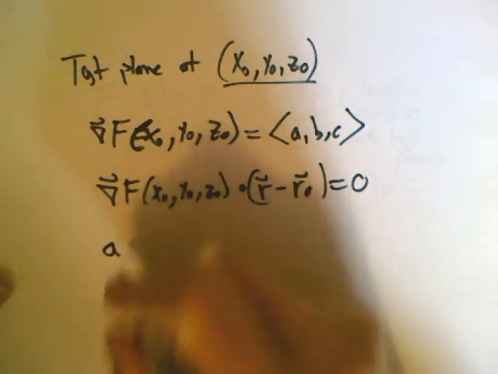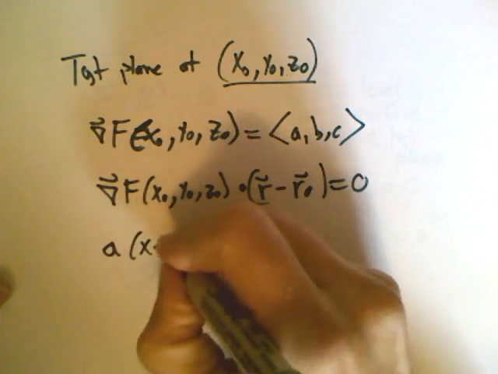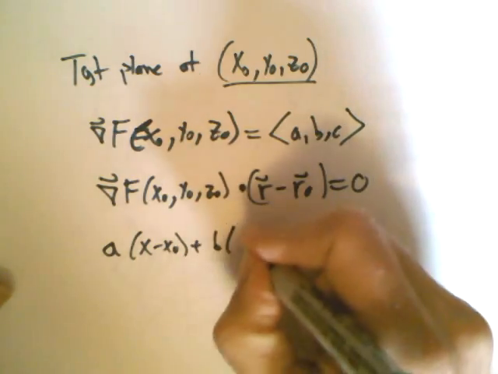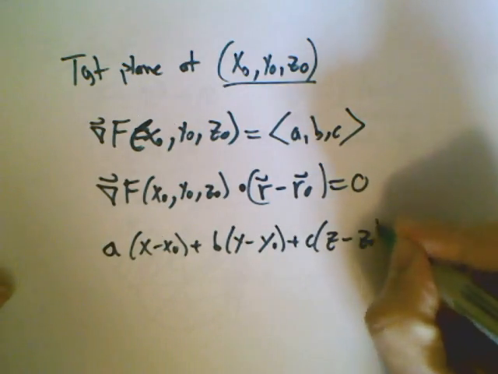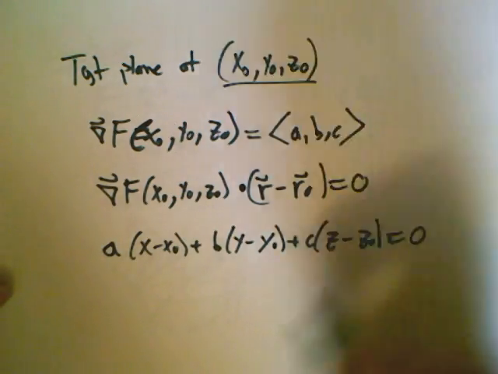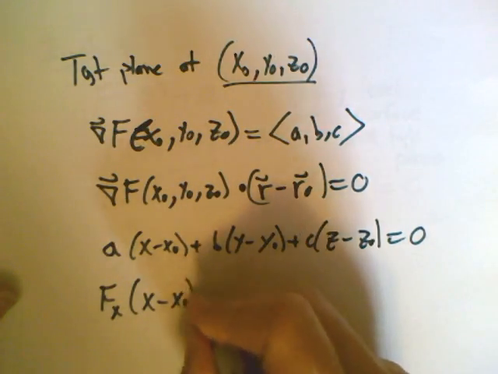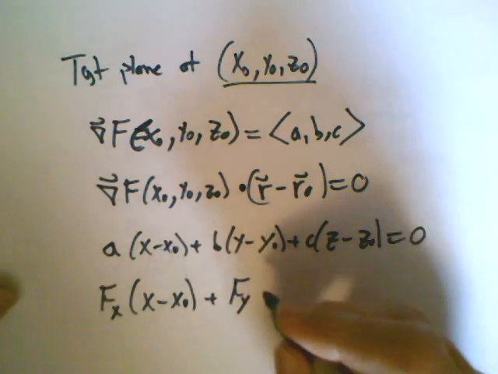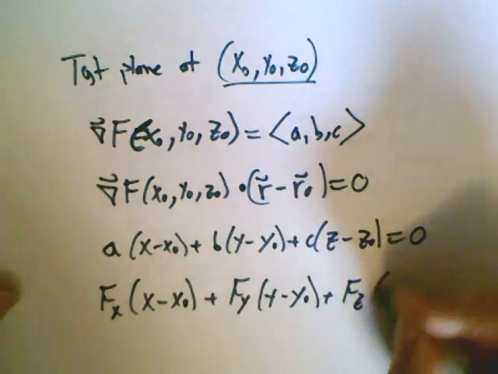And it's just going to be a times x minus x naught plus b times y minus y naught plus c times z minus z naught equals 0. Now what are a, b, and c though? They're the partial derivatives. So they're f sub x times x minus x naught plus f sub y times y minus y naught. Ooh, I'm getting a little cavalier here. I'll fix it up in a second.